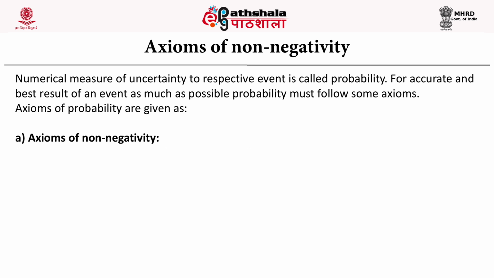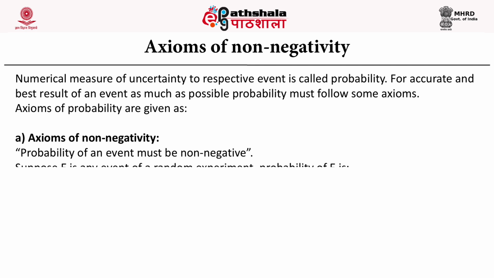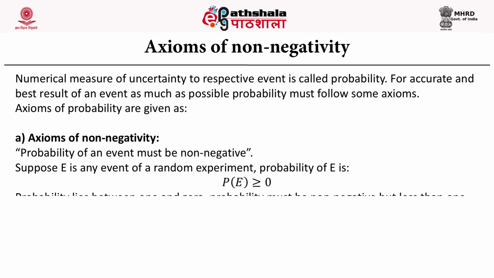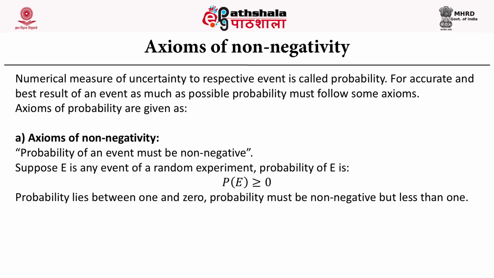Numerical measure of uncertainty to respective event is called probability. For accurate and best result of an event as much as possible, probability must follow some axioms. So axioms are given as, first axiom is axiom of non-negativity. Probability of an event must be non-negative.